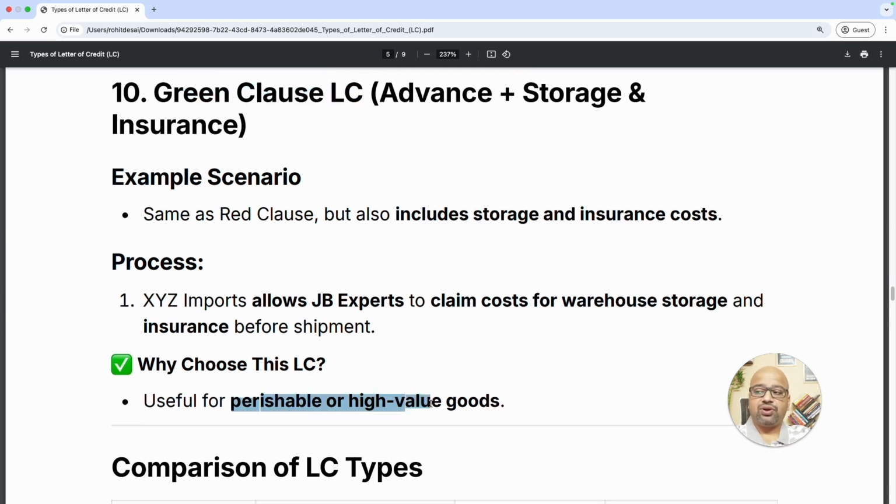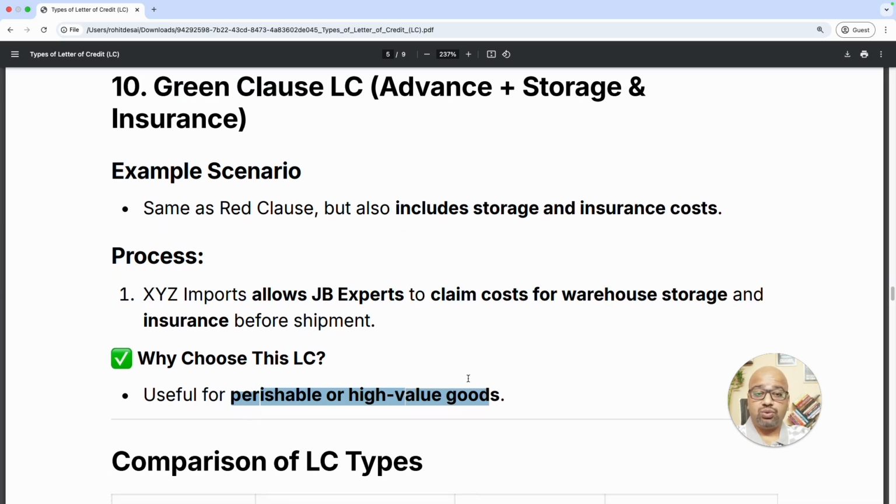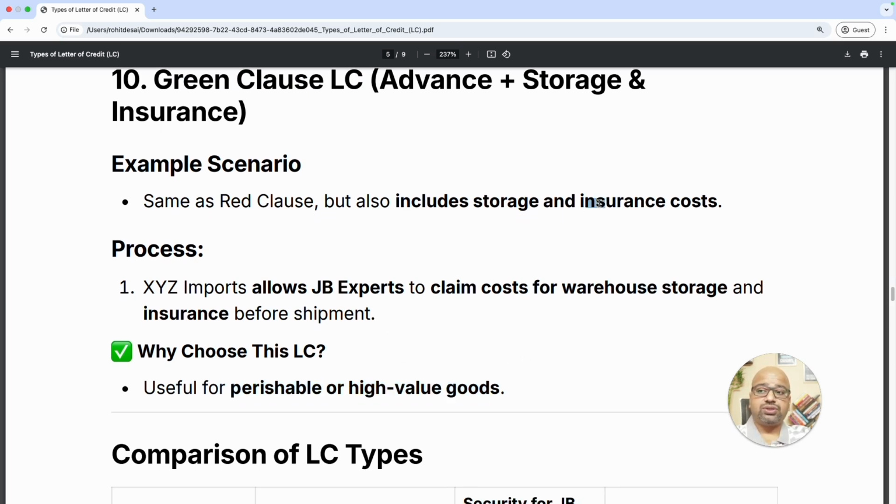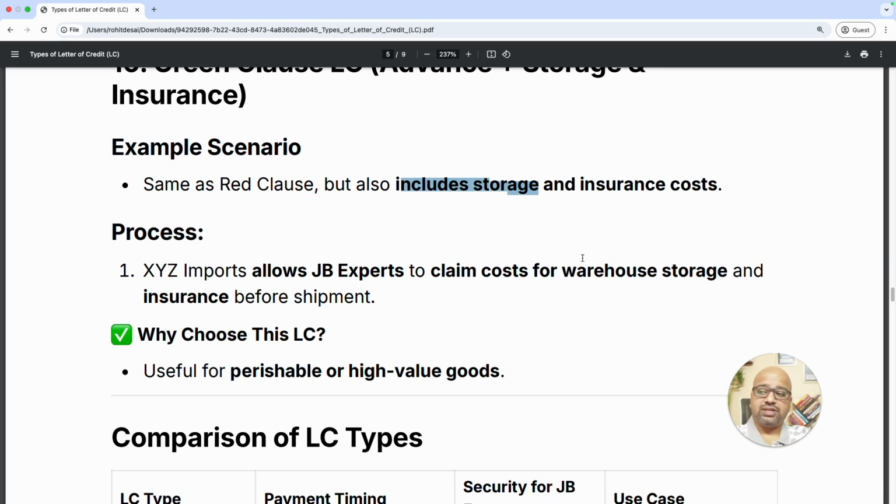Usually this is for perishable or high value goods, because it's going to take time. You need to invest first, you need to manage the warehousing and the insurance, and then things have to go smoothly. If something goes wrong, insurance will cover. If nothing goes wrong, then storage cost is already paid, packaging material is already paid, you have taken the advance, complete it, submit the documents, get your payment and enjoy. That's how secure it is.